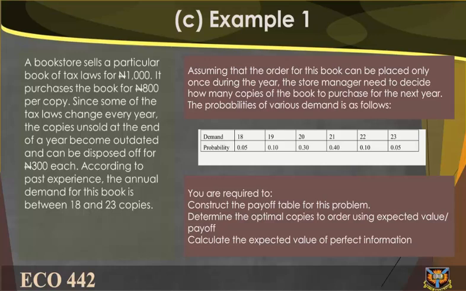The probabilities of various demand are as follows. Demand: 18, 19, 20, 21, 22, 23. Probability: 0.05, 0.10, 0.30, 0.40, 0.10, 0.05. You are required to construct the payoff table for this problem, determine the optimal copies to order using expected value or payoff, and calculate the expected value of perfect information.